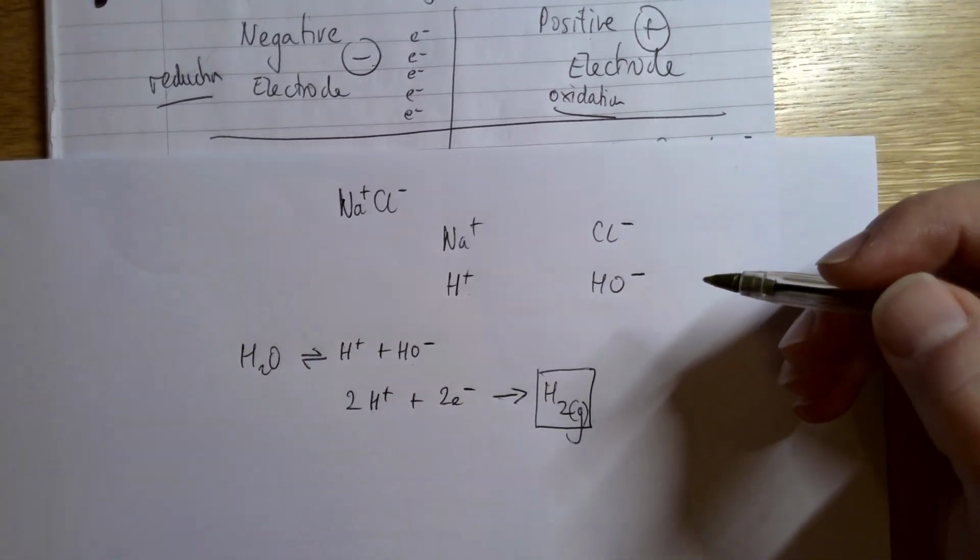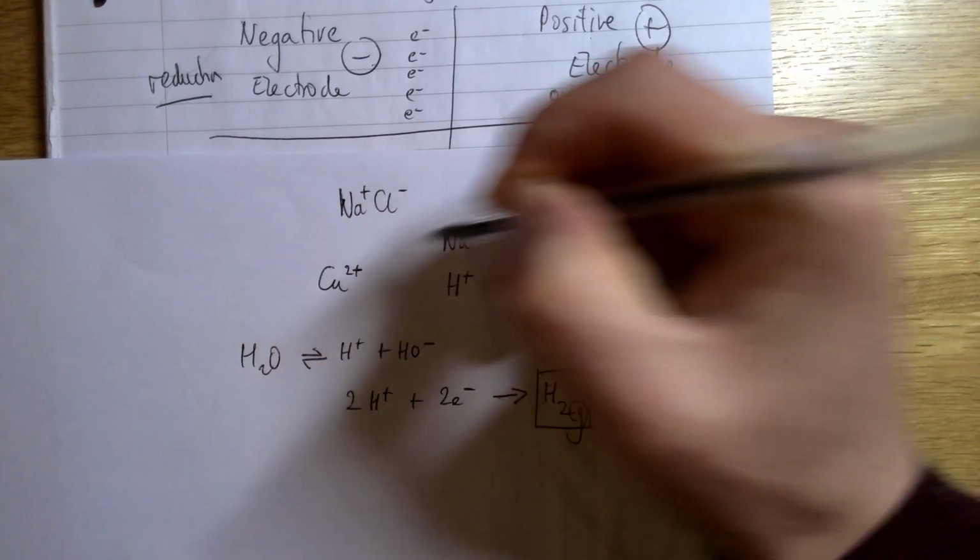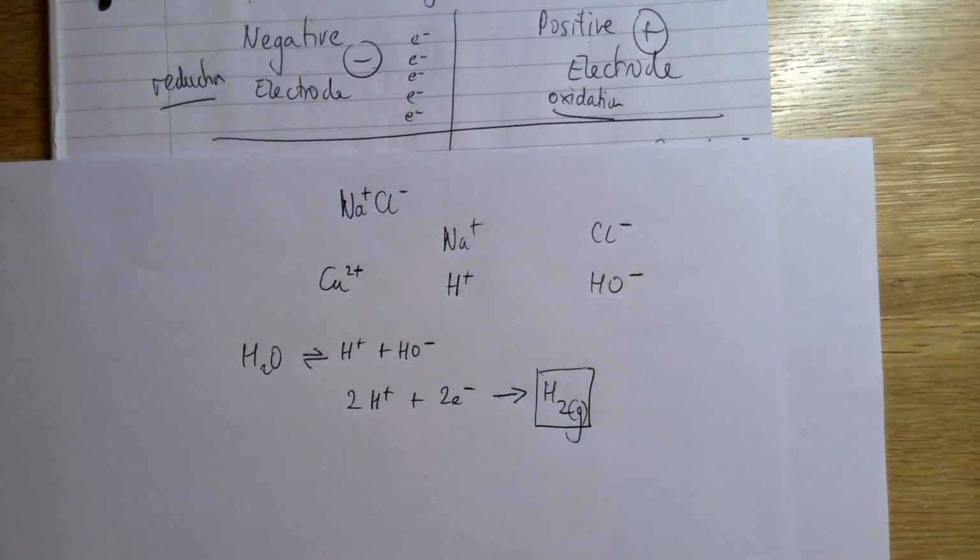There's one ion which is for an element which is less reactive than hydrogen that you might come across, which is copper.